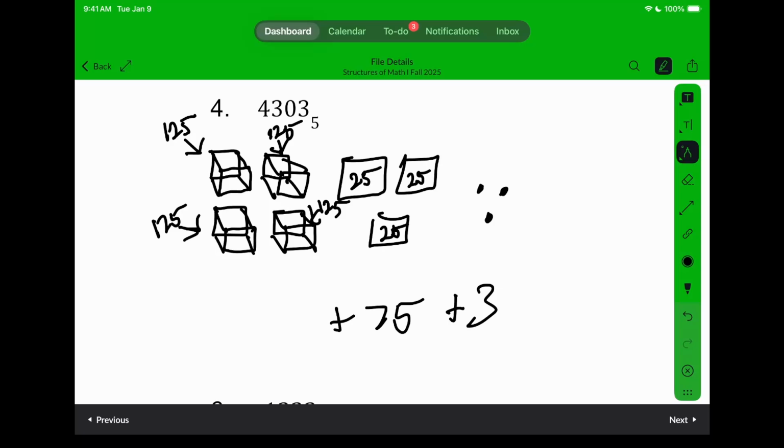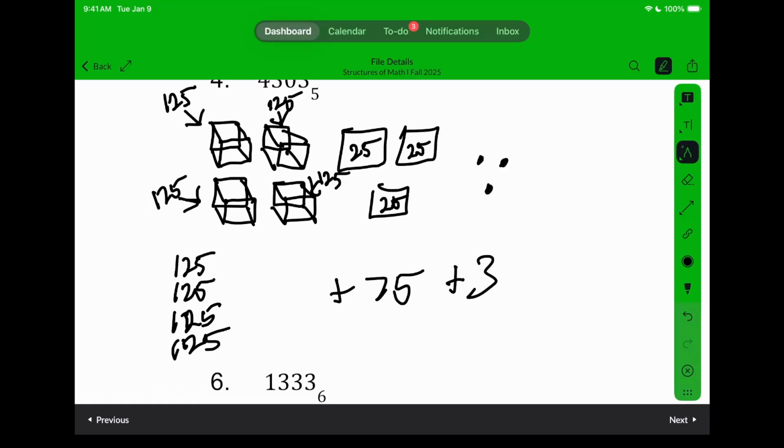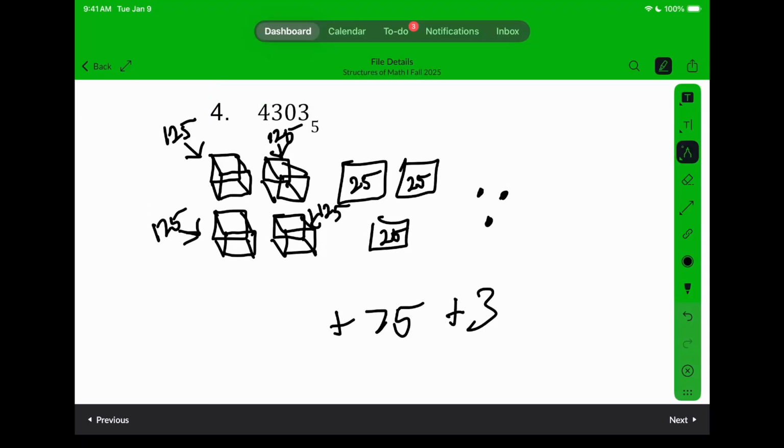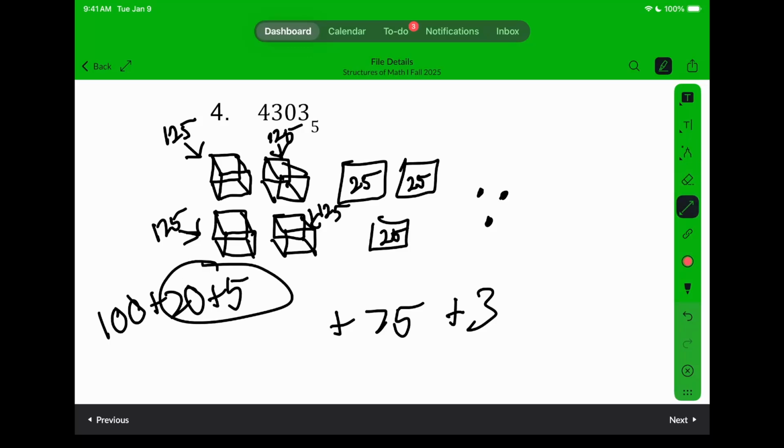125 times 4, or 125 plus 125 plus 125 plus 125. We can actually break this up, like 125 plus 125 plus 125 plus 125. But we can break it up kind of like that. Split each of the 125s. You can split each into 100 plus 20 plus 5, but there's 4 of them. So keep these together.